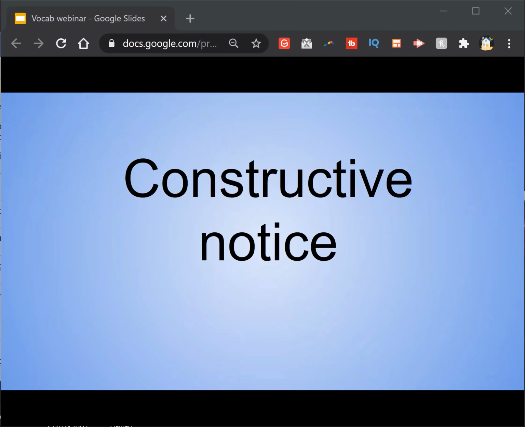You never know. So next one, constructive notice. What is constructive notice? So we would have to know the difference between constructive notice and actual notice. So what is the difference between constructive and actual notice?